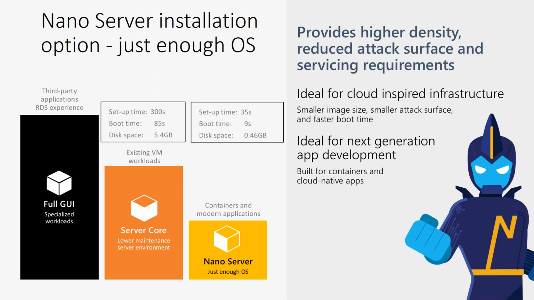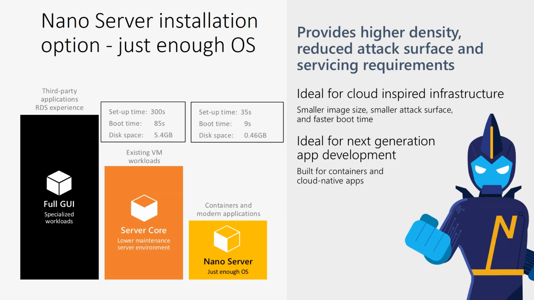Nano, on the other hand, 35 seconds to deploy. Boot time is 9 seconds, and the disk space needed is less than half a gig. So literally you could run 2 of these on a 1 gig USB stick. Yeah, 1 gig, that's the stick that everybody throws away because it isn't big enough to store anything on it.